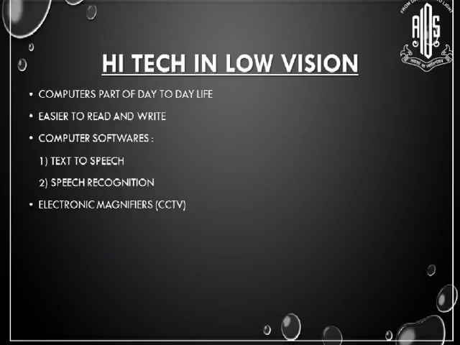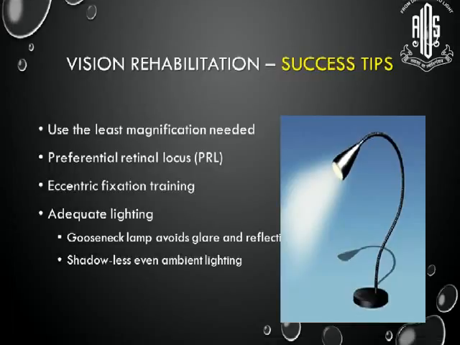High tech in low vision. This is the main problem we have to face with poor patients. The computer is part of day-to-day life, easy to read and write, and there are lots of electronic magnifiers with CCTV, etc. And the success tips: use the least magnification needed, eccentric fixation training, and adequate lighting. This is a type of light known as the gooseneck lamp. It avoids glare and reflectivity of the objects.